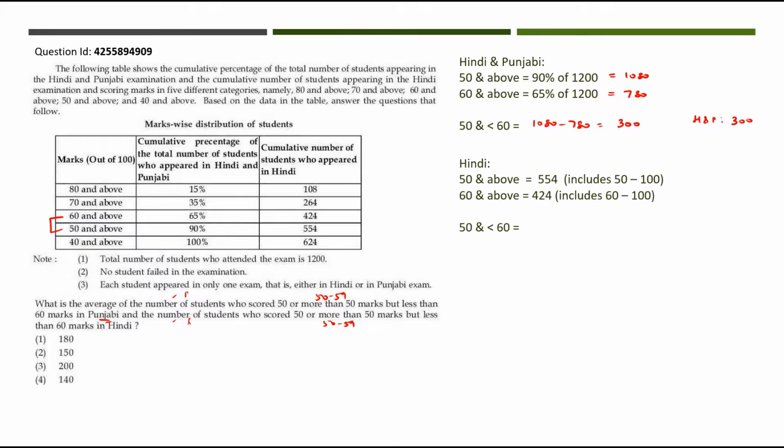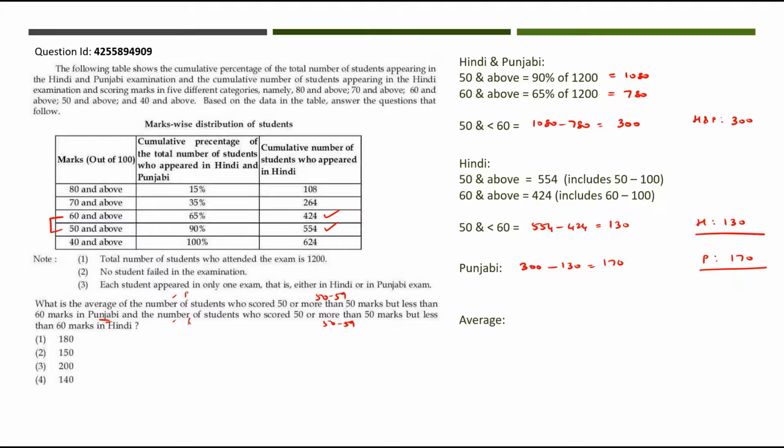Now we have to take the Hindi value. 50 and above will be 554. 60 and above will be 424. 554 minus 424 will give a value of 130. This also we have already found out in the earlier question. So now Hindi's value will be 130. From this we will be able to get Punjabi's value. 300 minus 130 will give a value of 170. So Punjabi's value here is 170.